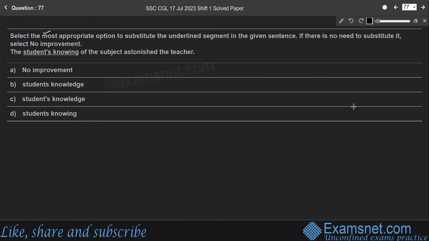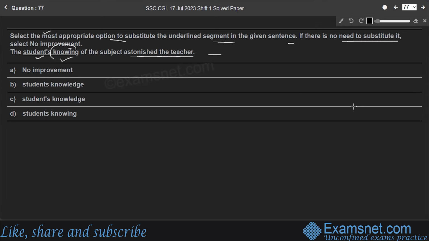Question 77. Select the most appropriate option to substitute the underlined segment in the given sentence. If there is no need to substitute it, select no improvement. Here the sentence is, the students knowing of the subject astonished the teacher. Here, students, the phrase is in the present continuous form, right? So the students knowing of the subject is in present continuous form, which is incorrect, right?